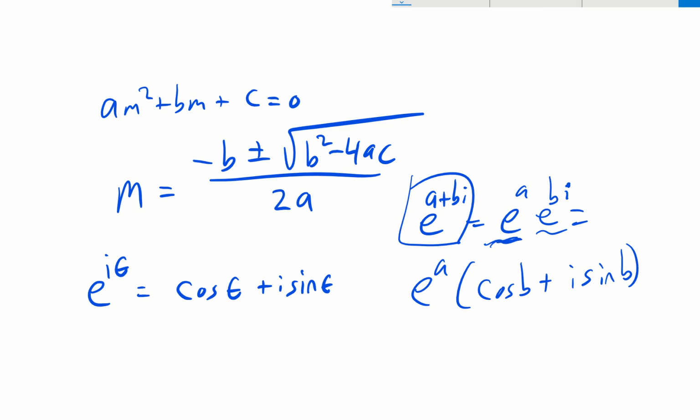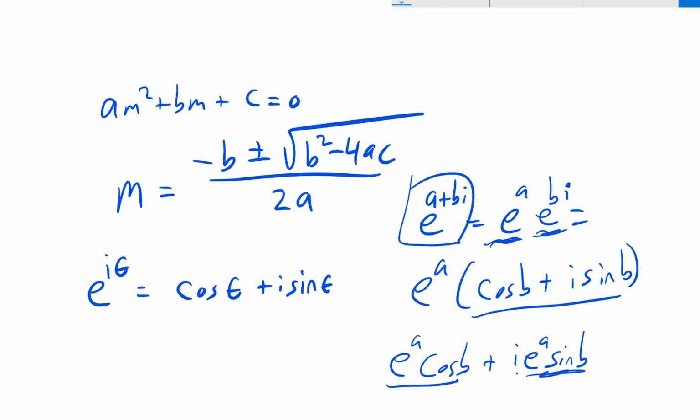This would be the real part of the coefficient. Then you have this e to the bi term that you can rewrite with Euler's identity, and then we would get e to the a cosine b plus i times e to the a sine b. And so this is our complex number. It's of the form real plus imaginary part times i.